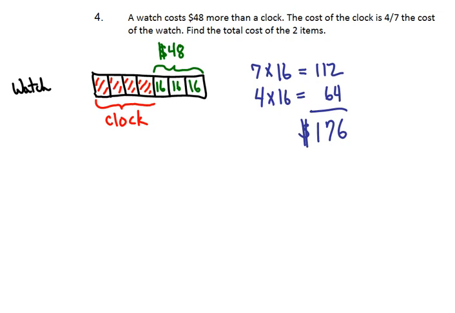So 7 times 16, 112 is the cost of the watch. 4 times 16, or 64, is the cost of the clock.